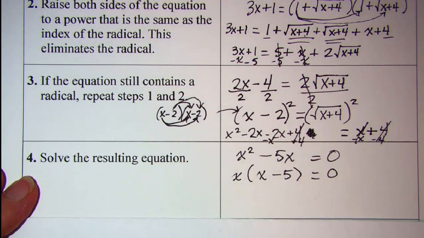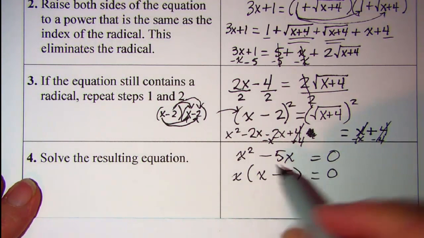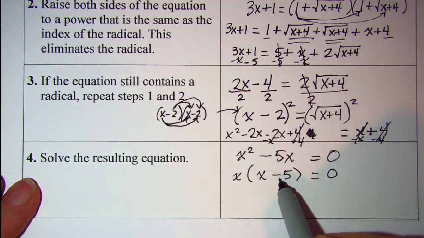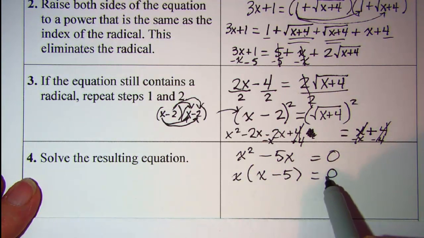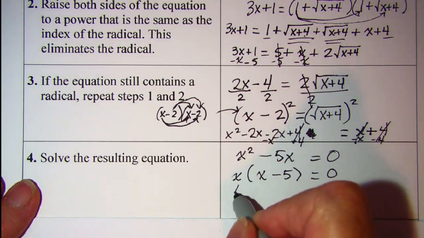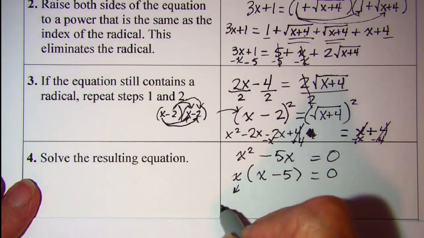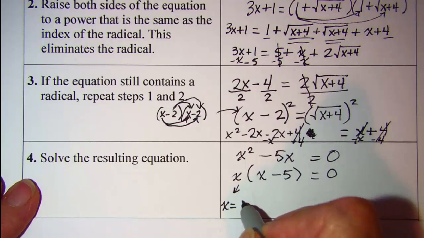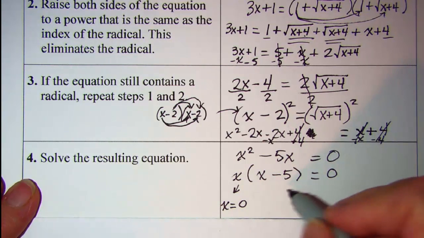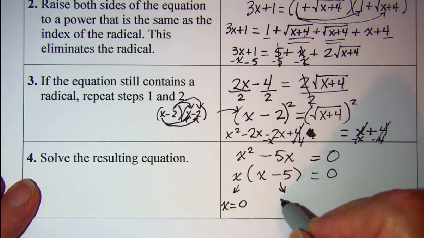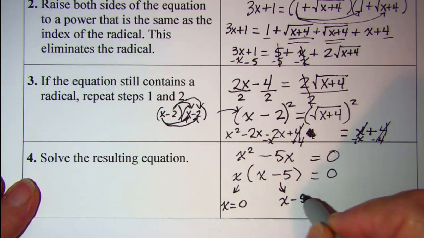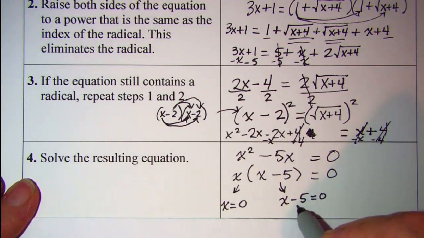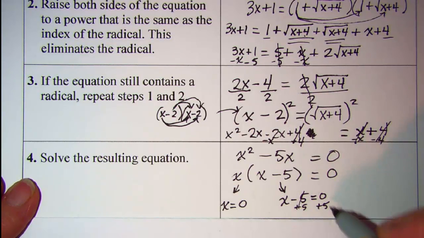So if we solve this equation, we have two factors multiplied together equaling 0. So we can set each factor equal to 0. And so there's our x equals 0 is one solution. And then this one, x minus 5 equals 0. You can add 5 to both sides, and we get x equals 5.